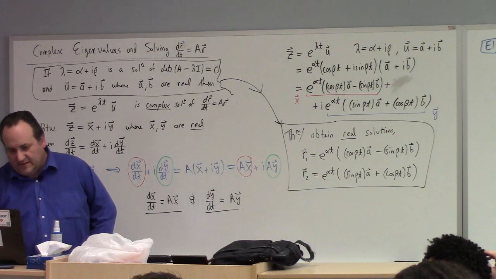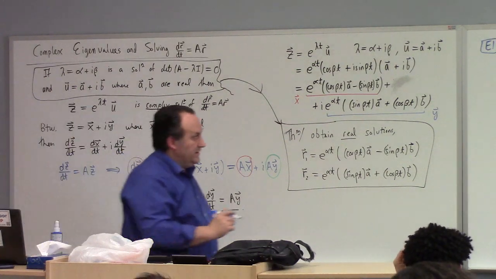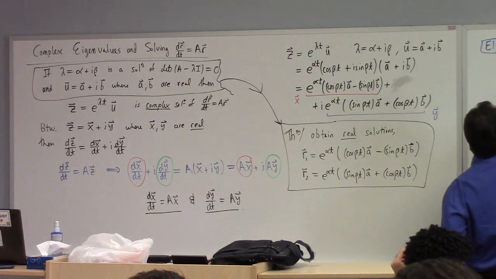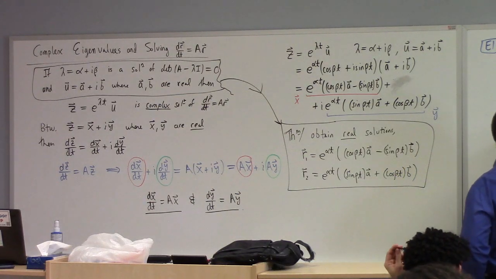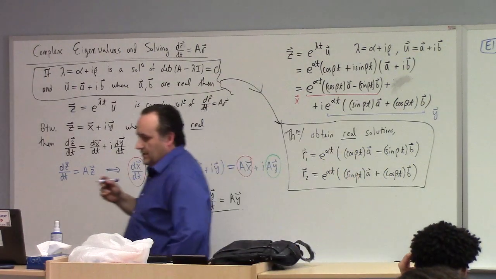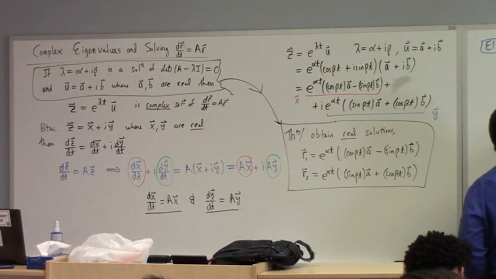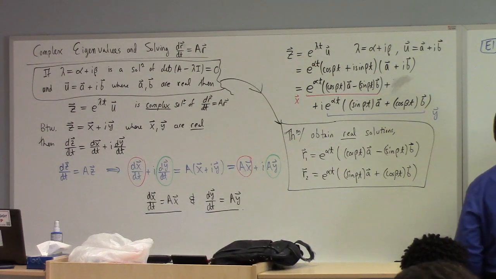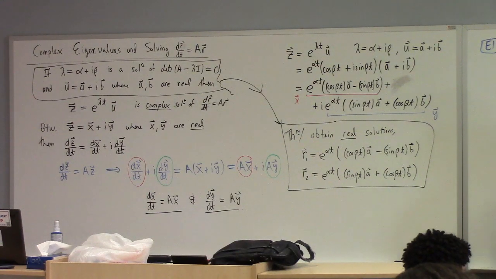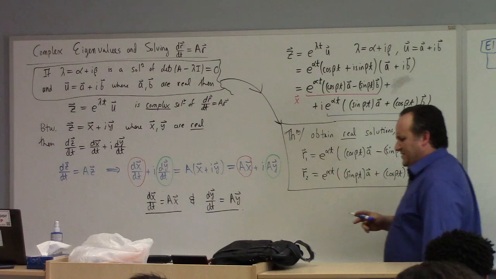So we'll look at a 3x3 example. We're going to look at 0, 1, 0, 0, 0, 1. And then the third row is 1, minus 1, 1. And we want to solve dR/dt equals AR. All right. Let's try to do it.